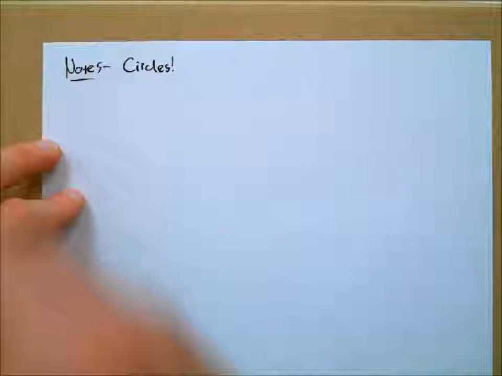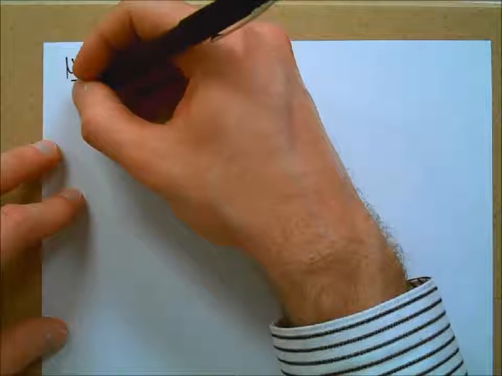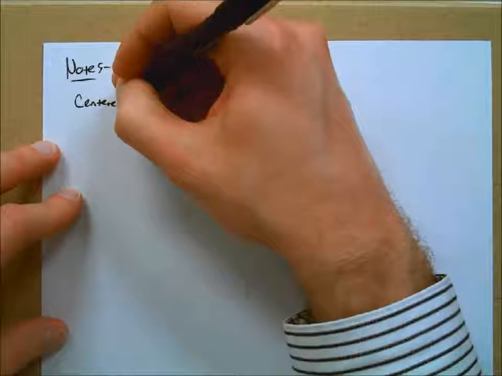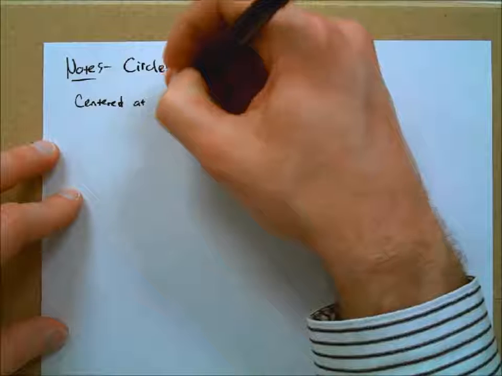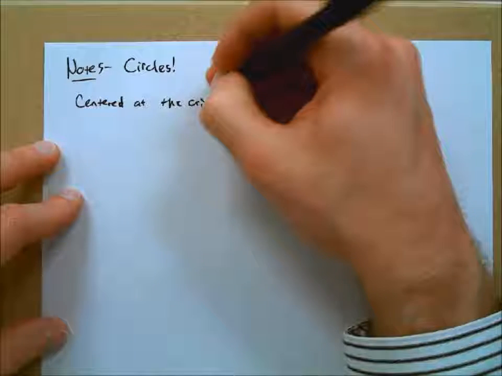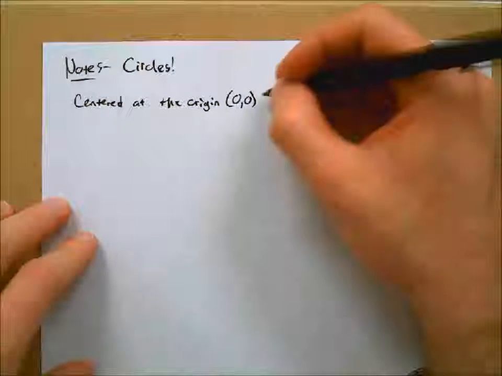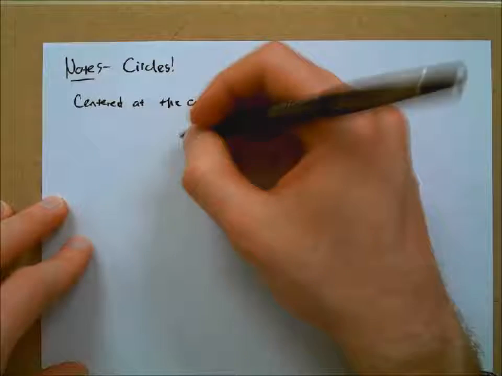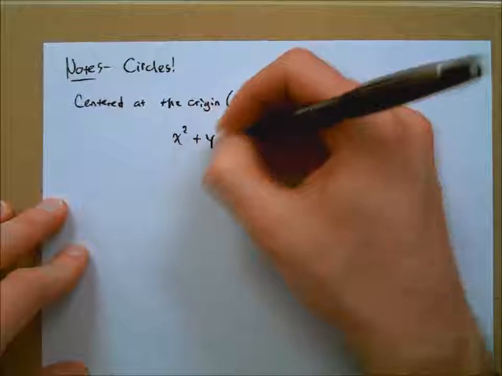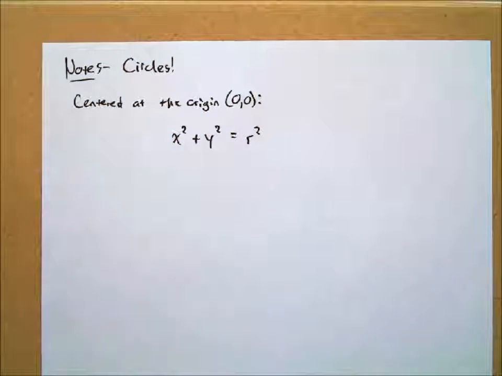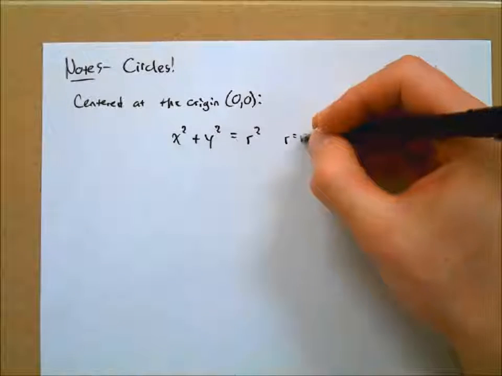Okay, so centered at the origin, which is, of course, coordinates 0, 0, the equation for a circle will be x squared plus y squared equals r squared, where r is the radius of the circle.